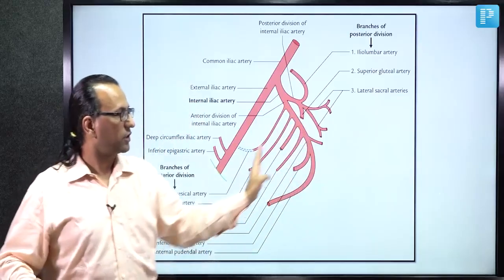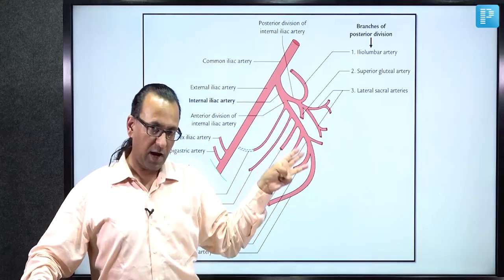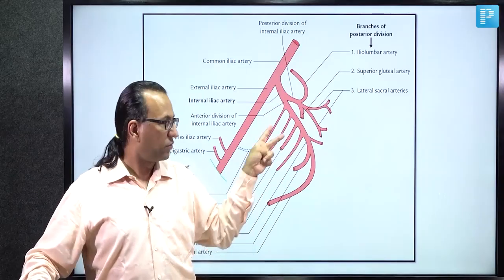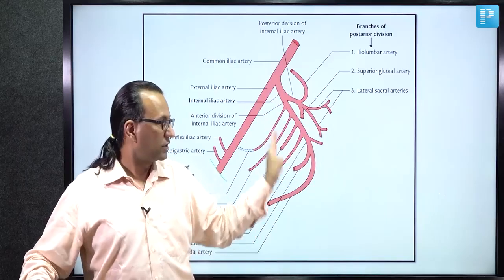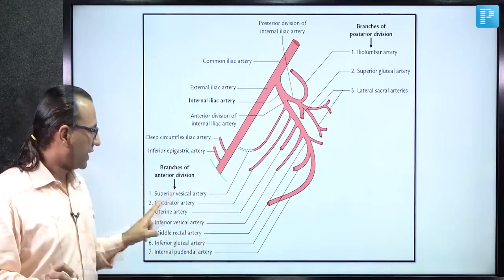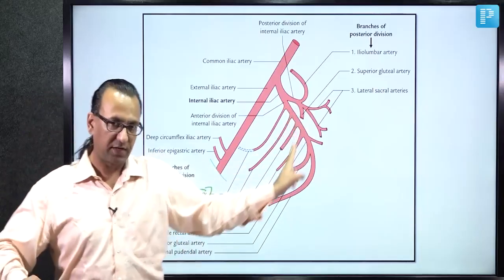Now here it is supposed to supply the pelvic viscera. There are three pelvic viscera to supply, that is urinary bladder and the vesical artery, uterus, that is uterine artery, and rectum, that is rectal artery. So let us look at the branches then. You'll find that this is the superior vesical artery coming from anterior division of the internal iliac artery.